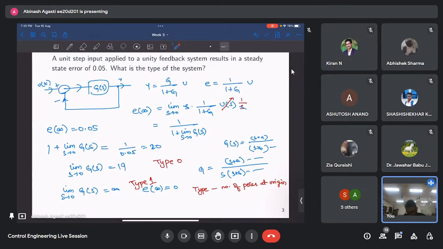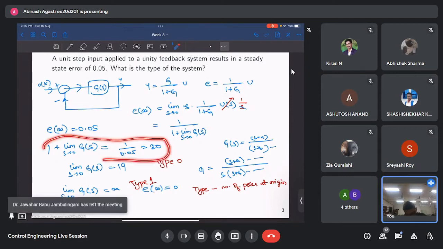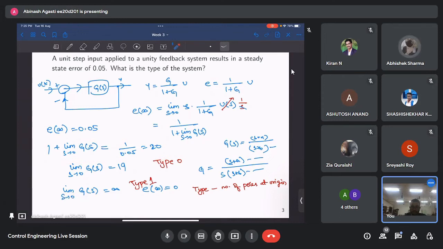So we have the steady state error 0.05 and that gives me this relation. Is it clear till here? Yes. Okay. So that means limit s tends to 0 g of s is some finite non-zero value. Correct. So if I had g of s as, say, (s plus 1) by s into (s plus 2), this is a type 1 system.